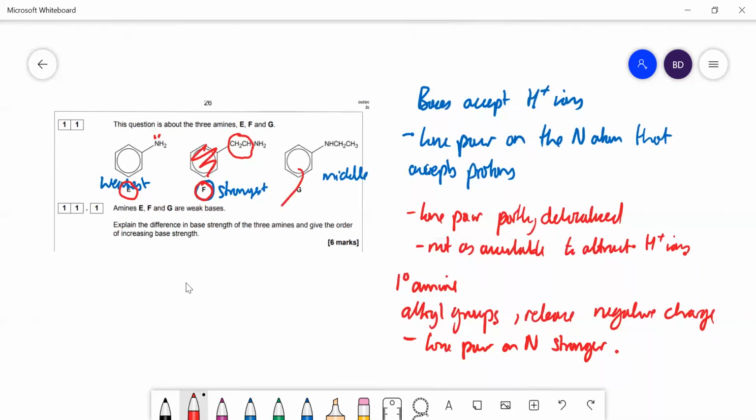And so this one in the middle, it's a bit more tricky to explain, but you can say, first of all, the lone pair will be partly delocalized because it is next to the benzene ring.